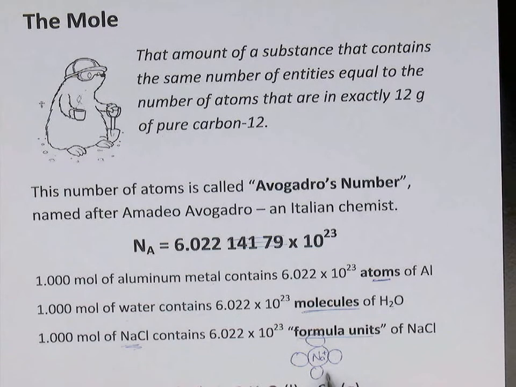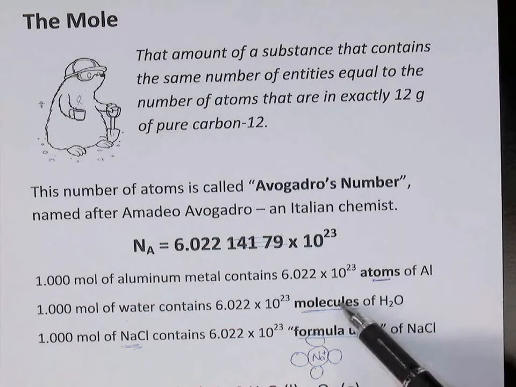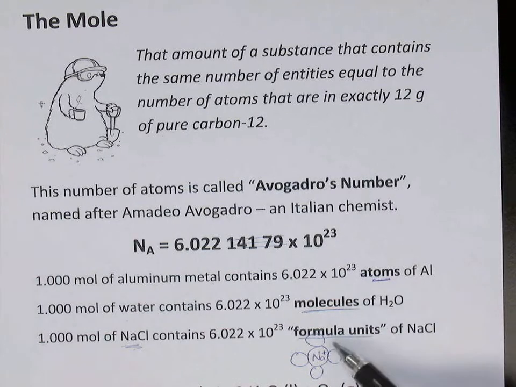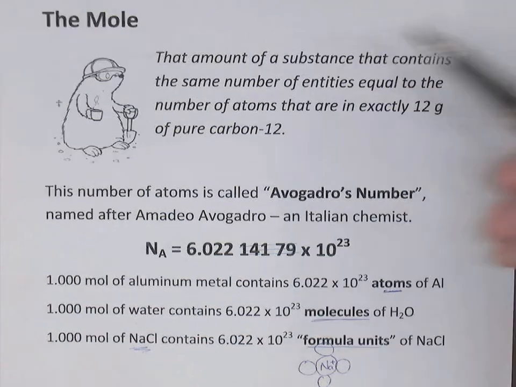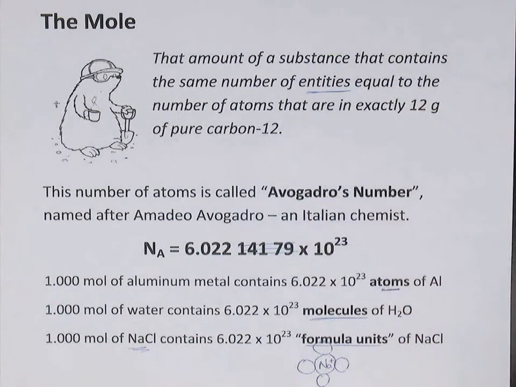So because there are different terms, atoms, molecules, formula units, the definition of mole at the top talked about the number of entities equal to the number of atoms in 12 grams of carbon-12. So that's why that word entities was used.